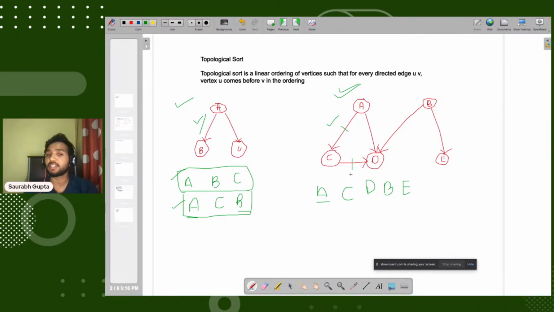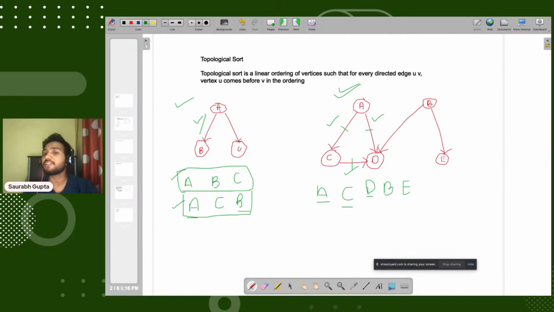Now let's come to this edge. There is a directed edge from C to D, so C should come before D, and you can see that C is coming before D. So for this edge, the condition is holding true. Now if I go to this edge, there is a directed edge from A to D, so A should always come before D. You can see that A is coming before D, so for this edge also, the condition is true.